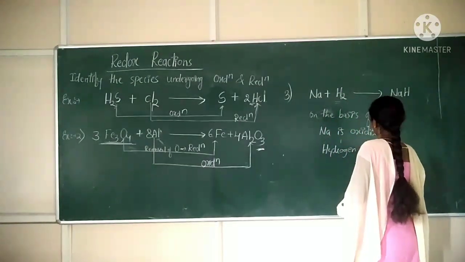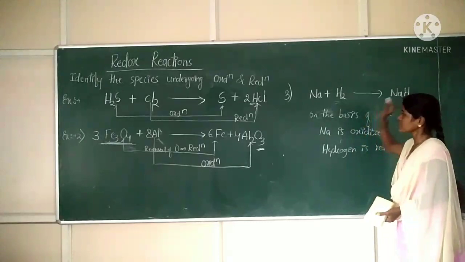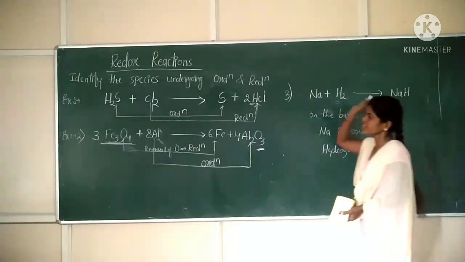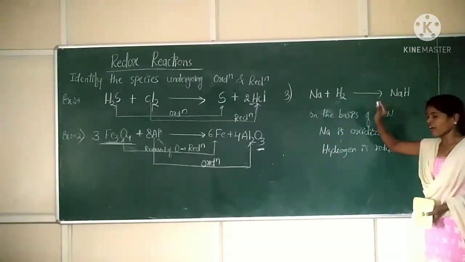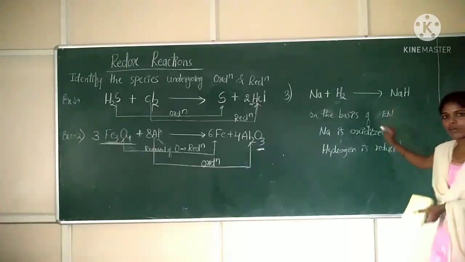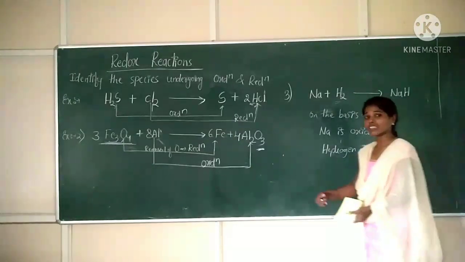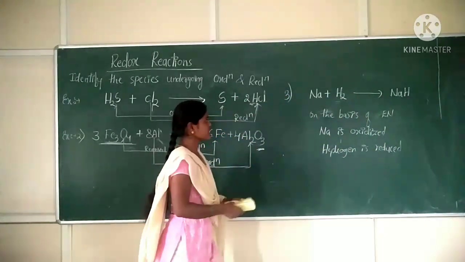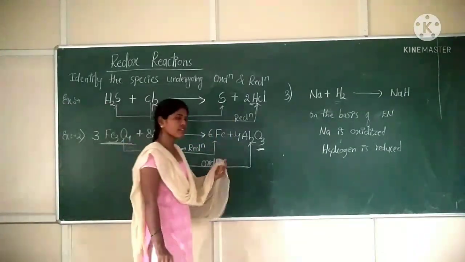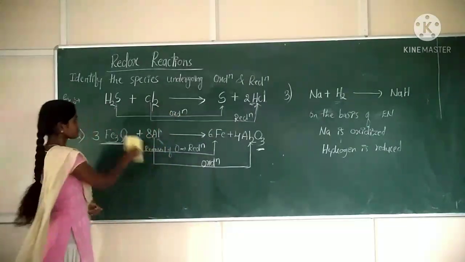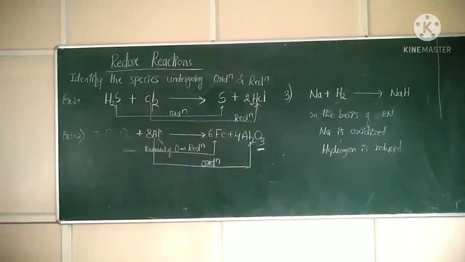Now, when you compare examples 1, 2 and 3, this third example is somewhat different from the first and second examples. This type of reaction prompts us to define oxidation and reduction in another way. That is, the third one: oxidation and reduction in terms of electron transfer.